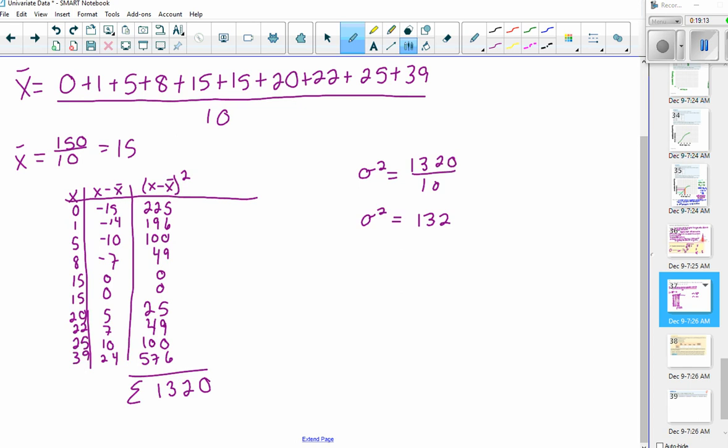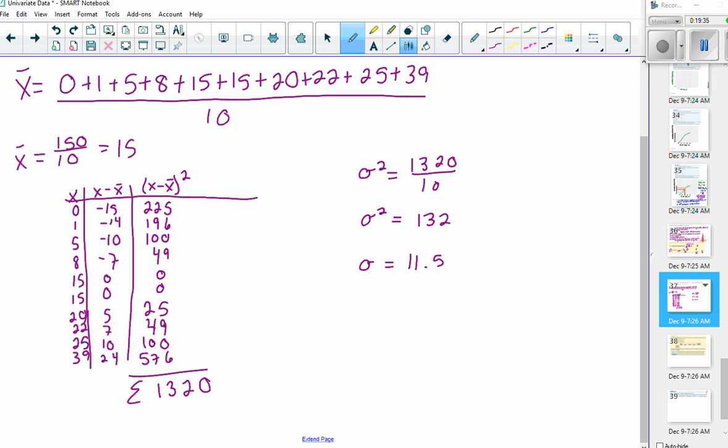But again, because I have that squared, it's like feet squared in essence. What I want to do is bring it back down to the label that it initially started with. So I have to square root that to get my standard deviation. When I square root 132, I get about 11.5. Rounding correctly, it's 11.489.